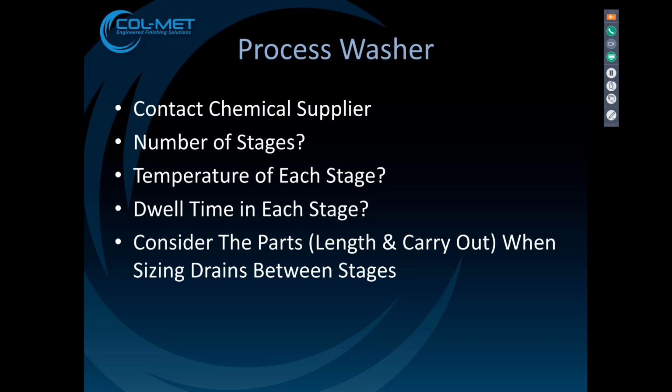When we're developing a new line, we need to ask things like, what is the number of stages that we're going to have? What's the temperature of each stage? What's the dwell time in each stage? And we need to consider the parts, both length and carry out, when sizing the drains between stages. Typically, when we design a drain between a stage and a washer, the minimum size that we will make those drains is equal to the length of the longest part.